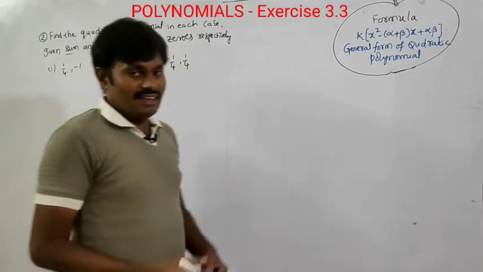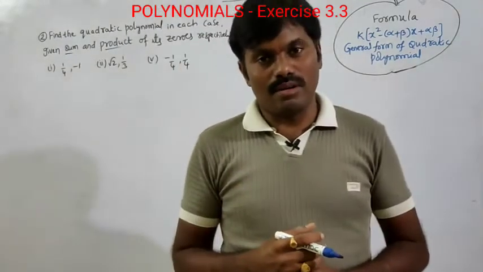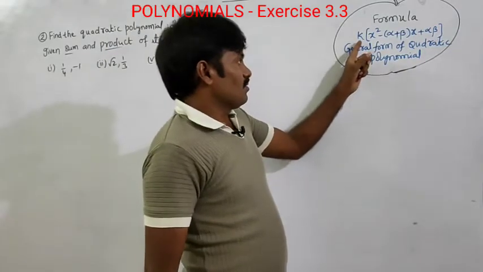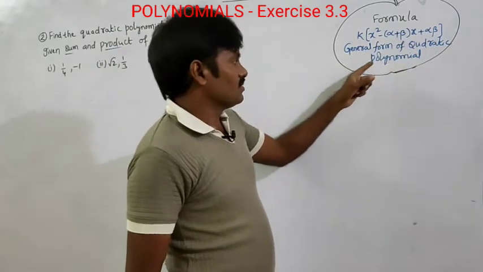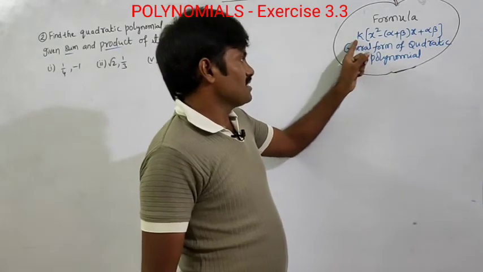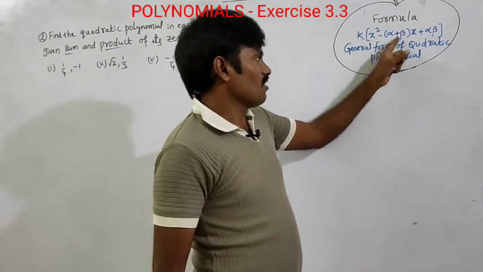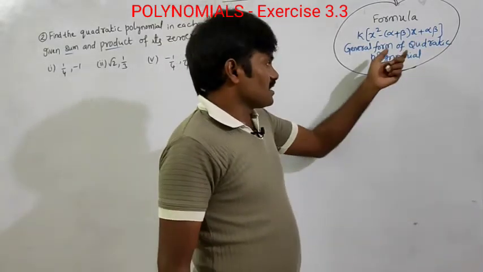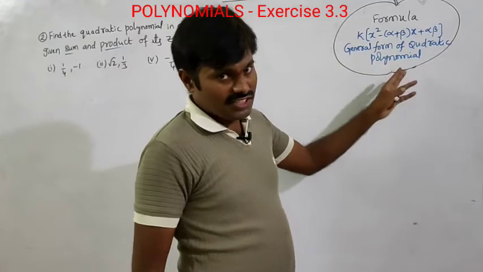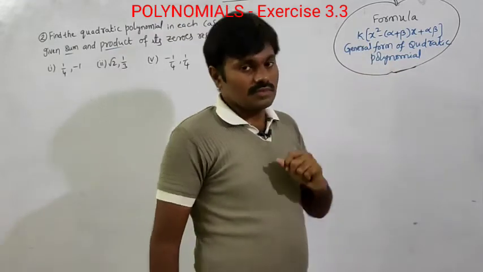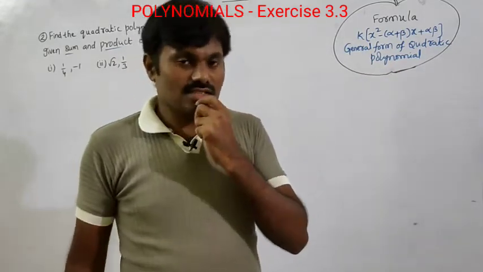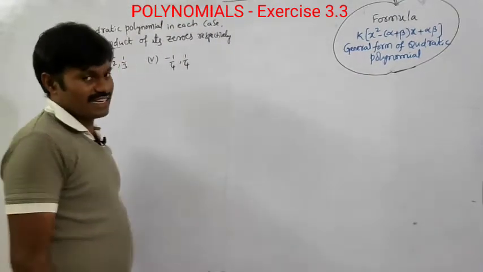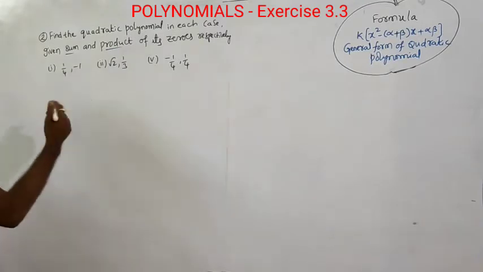Now what is the relevant formula to solve this problem? Where alpha, beta are the zeros, the quadratic polynomial is k of x square minus (alpha plus beta) into x plus alpha beta. Since it is not an equation, we have to take some constant as coefficient. That is k here. K is a constant, any constant. So let us solve it.